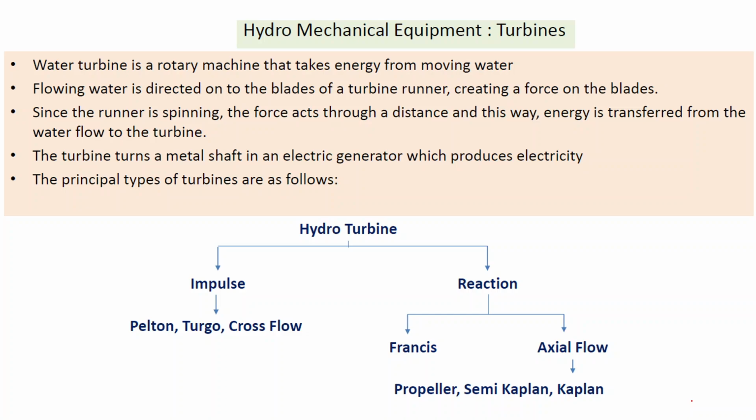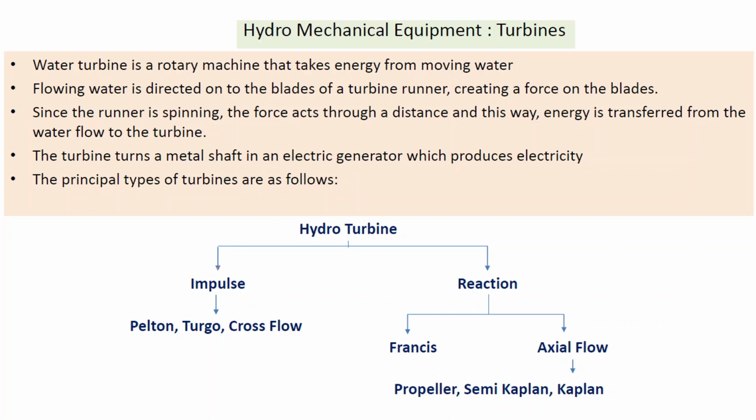Coming on to some of the hydromechanical equipment widely used in the conversion of kinetic energy to mechanical energy. A water turbine is a rotary machine that takes energy from moving water. Flowing water is directed onto the blades of the turbine runner, creating a force on the blades, forcing them to rotate. So the runner is spinning and the force acts through a distance. This way, energy is transferred from the water flow to the turbine, and the turbine turns a metal shaft in an electric generator, which produces electricity.